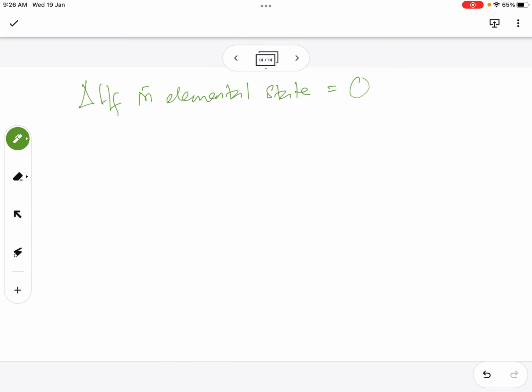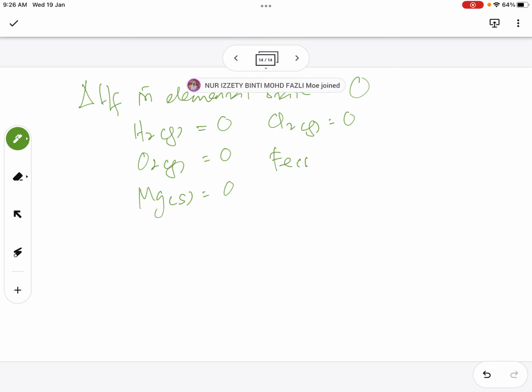Contoh elemental state, hydrogen gas, this is 0. Oxygen gas, this is 0. Magnesium solid, 0. Chlorine gas, 0. In elemental state maksudnya macam mana mereka wujud lah. Dalam keadaan mereka wujud, iron solid contoh, kosong. So in elemental state, the enthalpy of formation is always 0. So you must know each compound, each element in the elemental state, how they exist. And in their most stable elemental state, the enthalpy of formation of that element is 0.